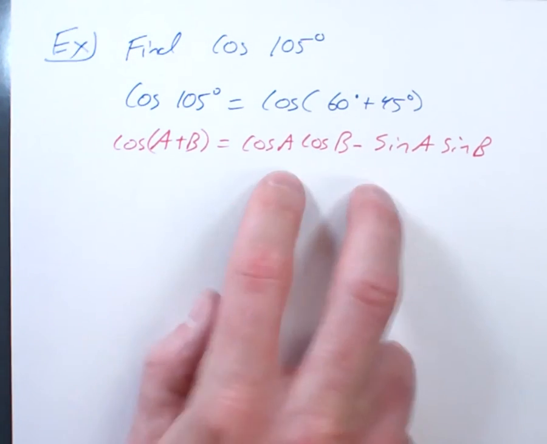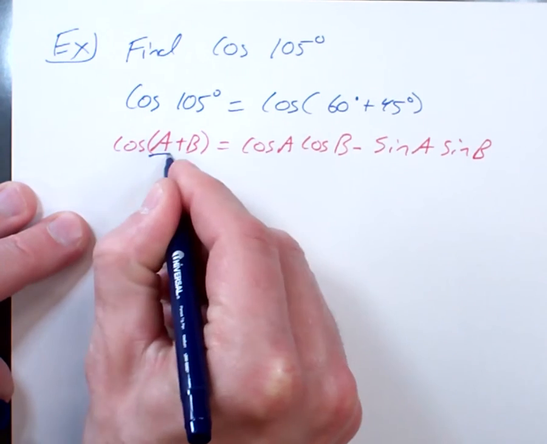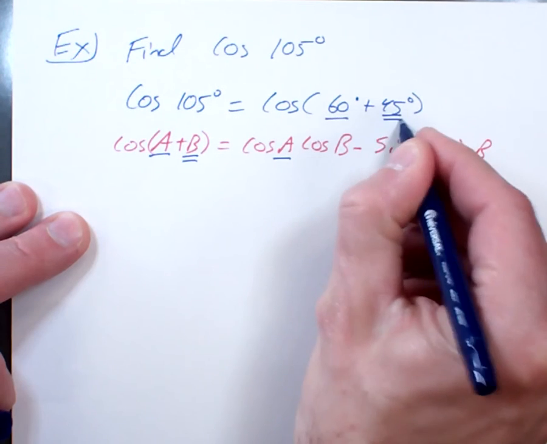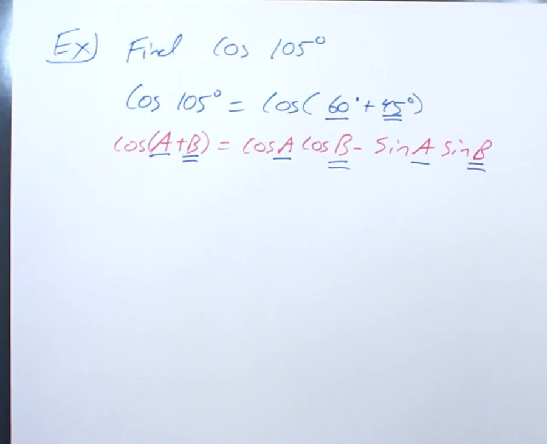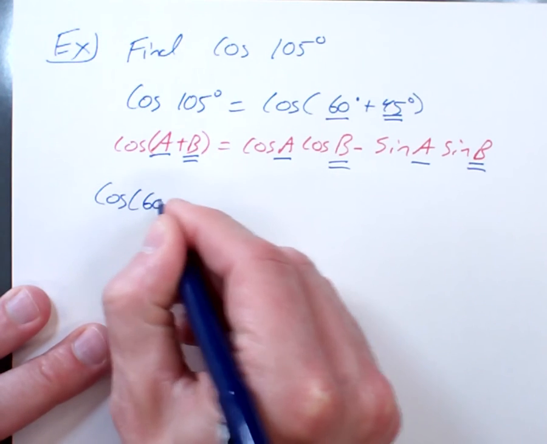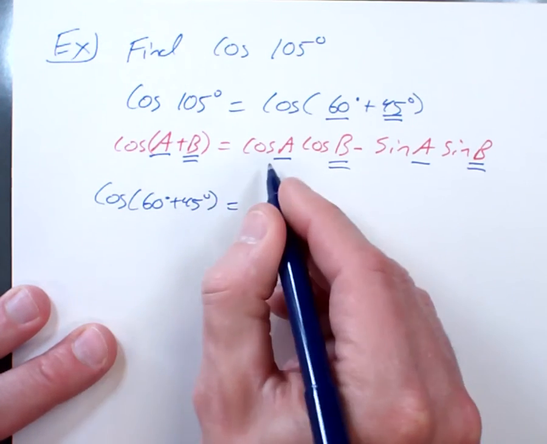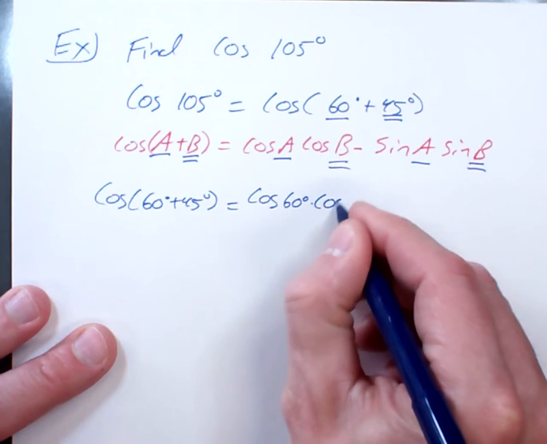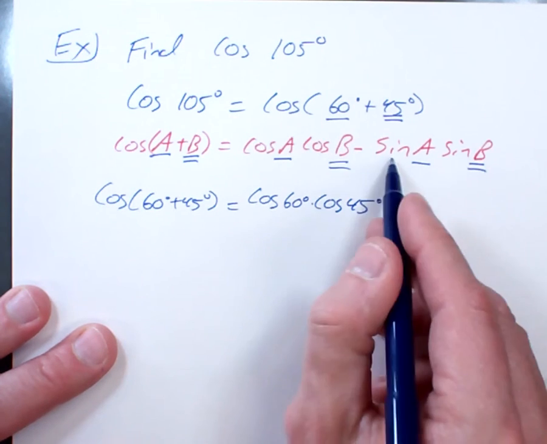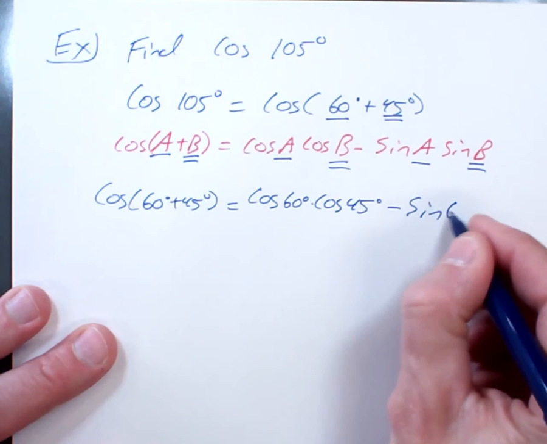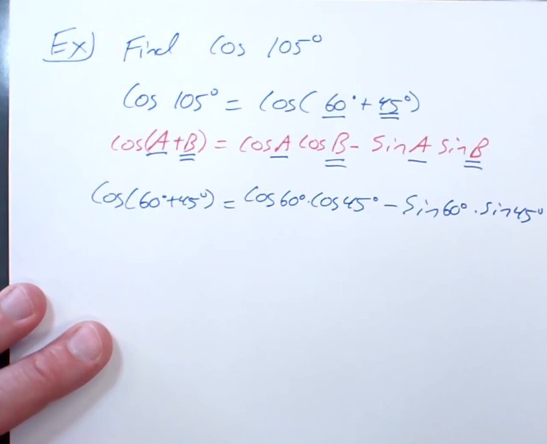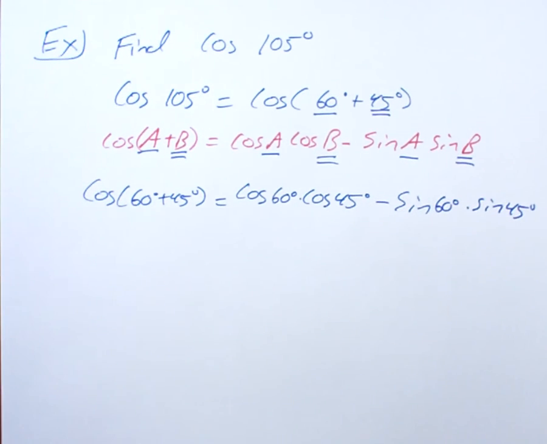All right, so now when I take a look here, my angle A is 60 degrees, so everywhere I see A, I'm going to put 60. My angle B is 45 degrees, so everywhere I see B, I'm going to put 45. So my cosine of 60 plus 45 is going to equal, well, A is 60, so cosine of 60 times B is 45, cosine of 45, minus sine of A, well, A again is 60, times sine of B, and B is 45. You start out by just plugging the numbers in. And then from here, we just look them up on our chart.